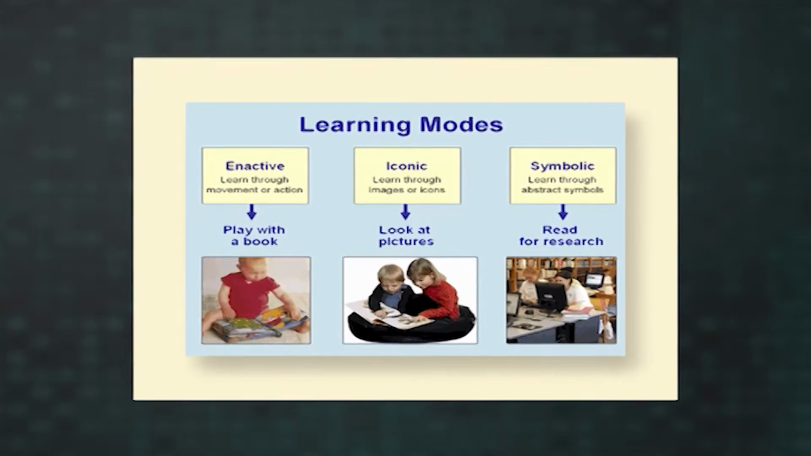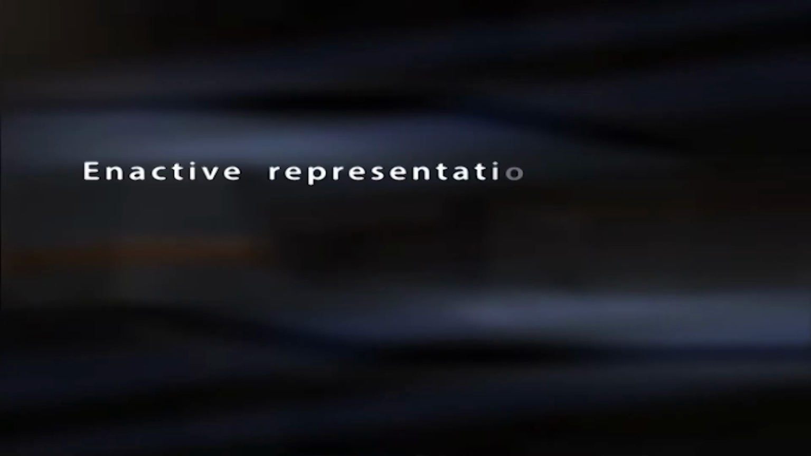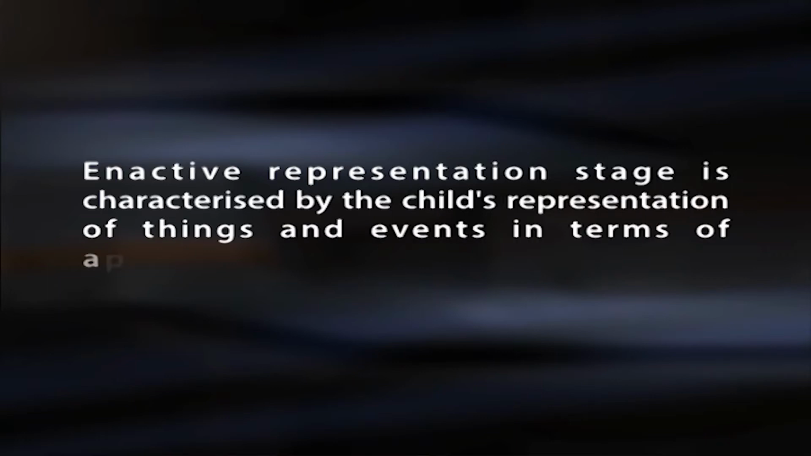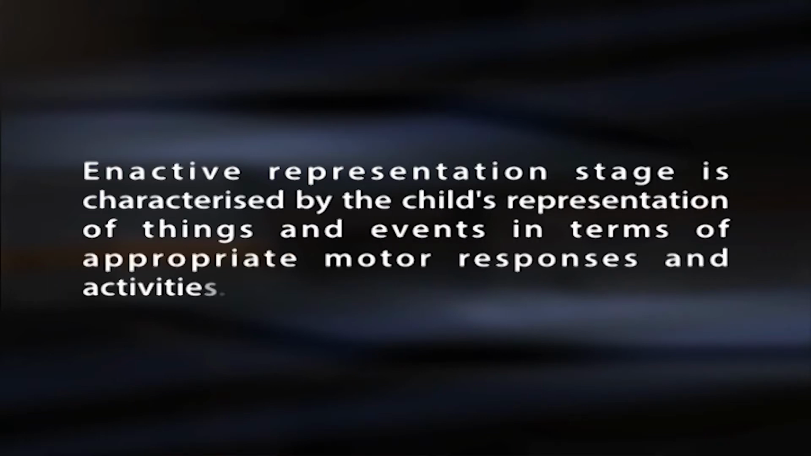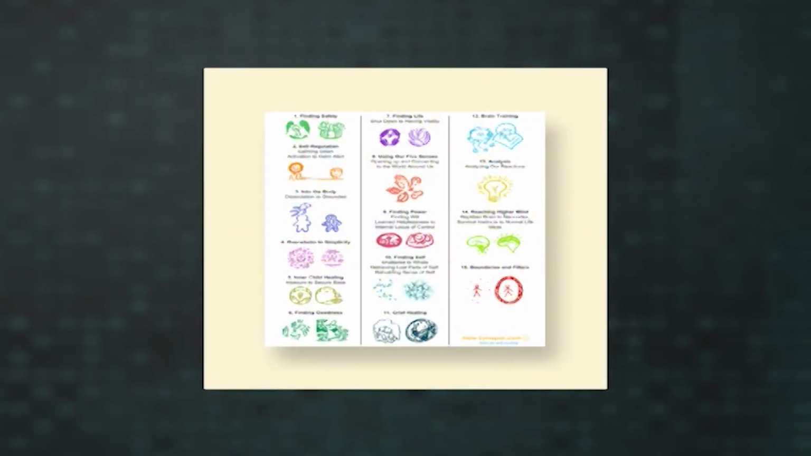Here we should consider the stages of cognitive development enumerated by Brunner. They are enactive, iconic and symbolic representation. Enactive representation stage is characterized by the child's representation of things and events in terms of appropriate motor responses and activities. At this stage, he is unable to make use of language, images or other symbolic representations for carrying out his thought processes and acts out and represents them through non-verbal activities based on motor actions and movements.